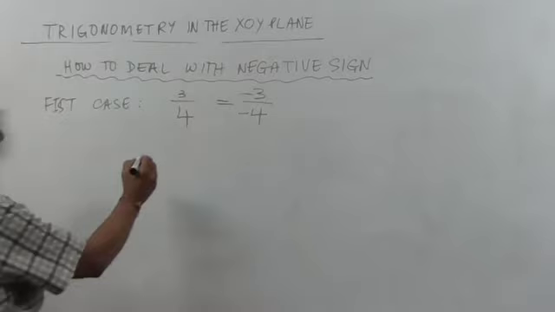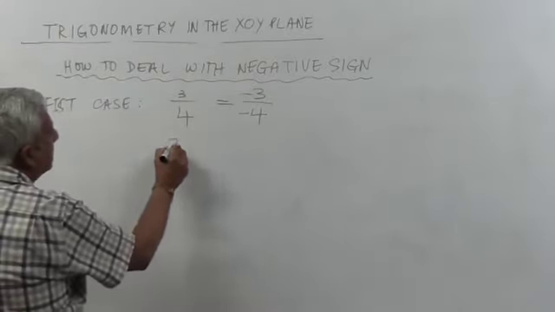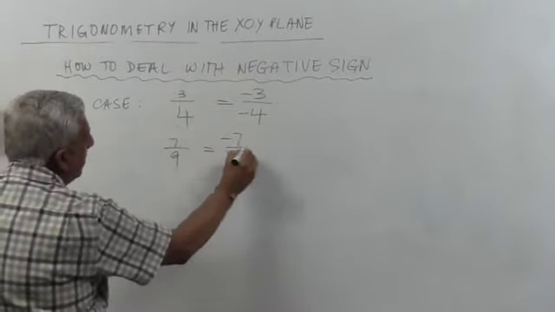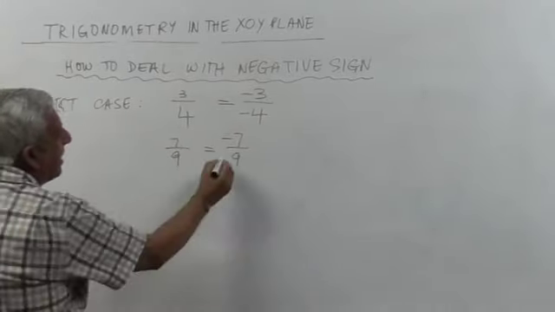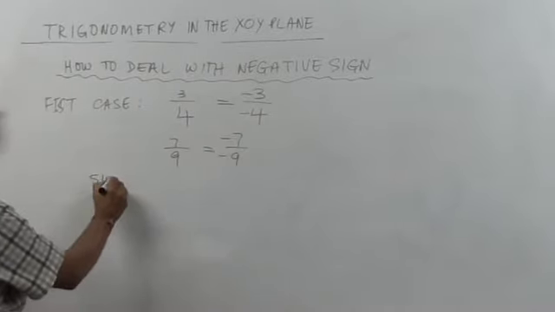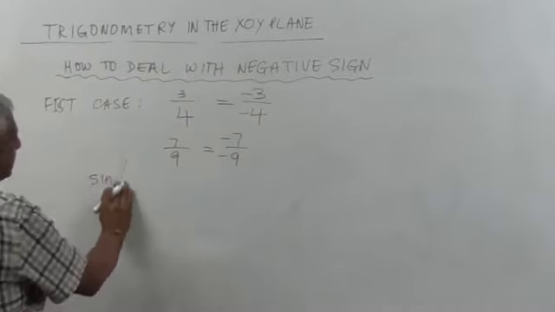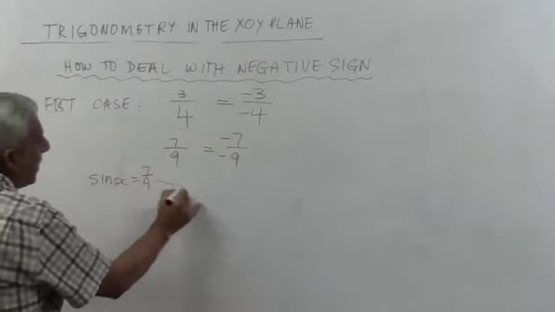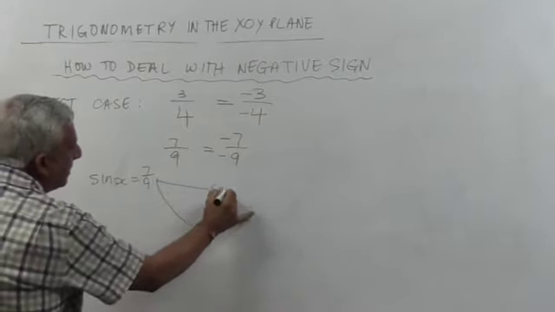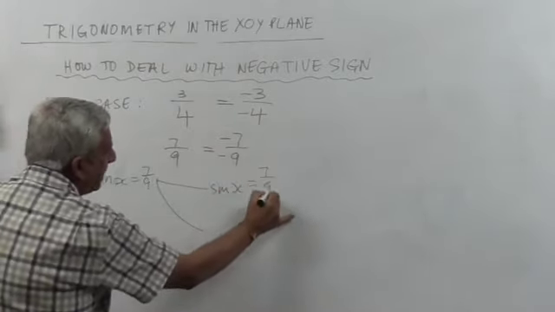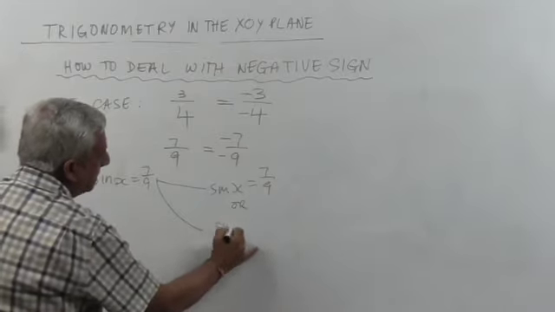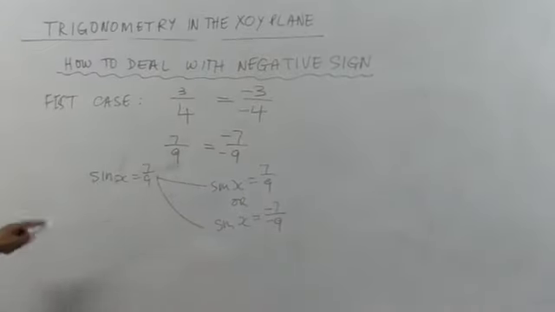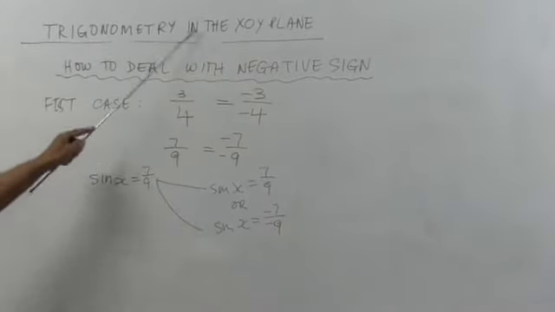Let's take another example. If you gave me 7 over 9, 7 over 9 is also equal to minus 7 over minus 9. So therefore, if you gave me sine x is equal to 7 over 9, I can say, well, there are two answers from here. Sine of x is equal to 7 over 9, or sine of x is equal to minus 7 over minus 9. That's what we mean by how to deal with the negative sign.